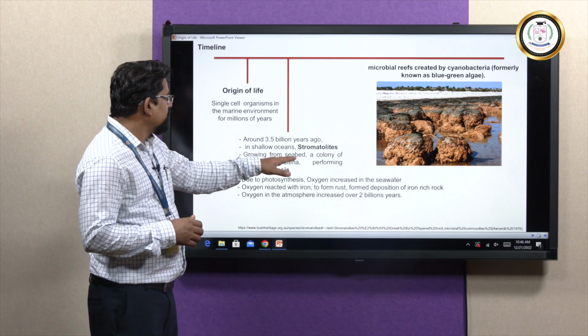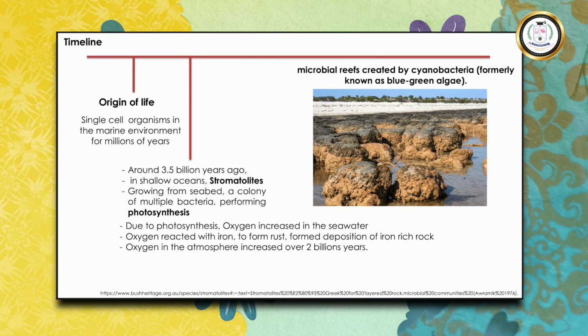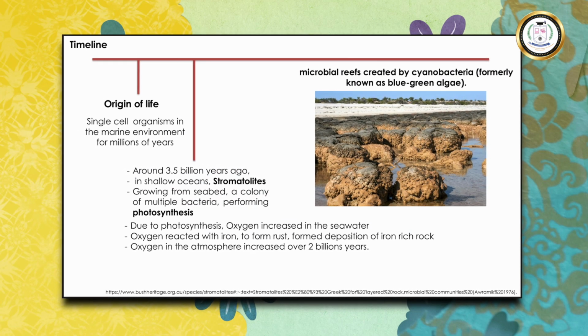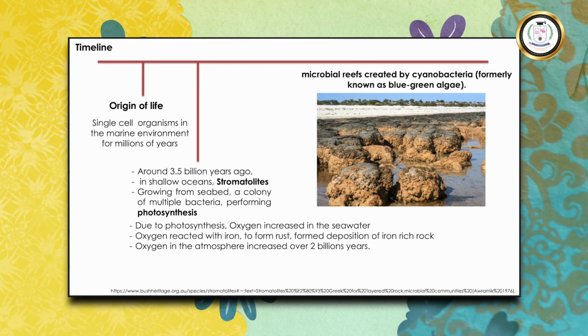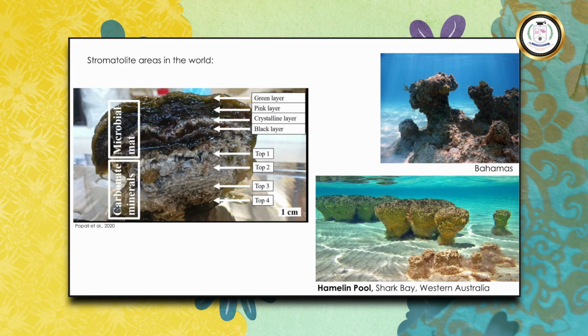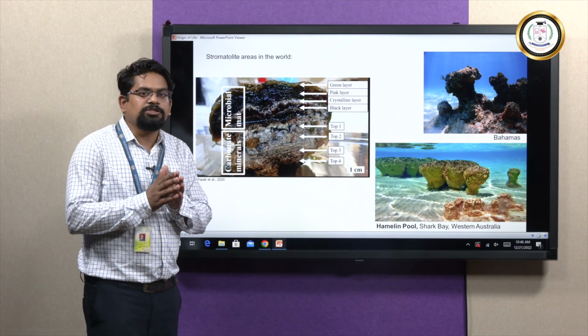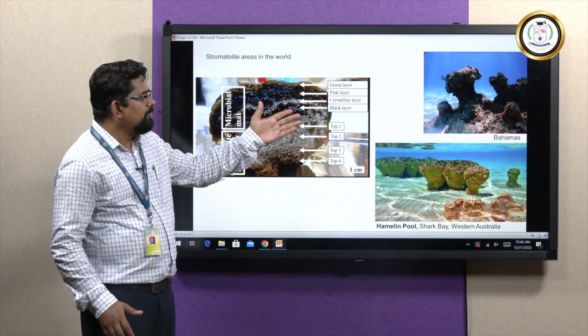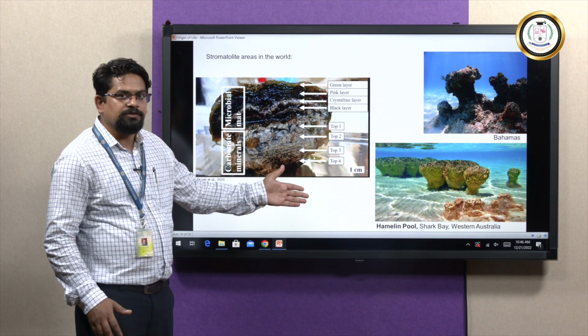So what are these stromatolites? They are colonies of multiple bacteria growing from the seabed, performing photosynthesis. So let us go and look at how a stromatolite looks. At least two living stromatolites are present, one in the Bahamas and the other one in Shark Bay in Western Australia.